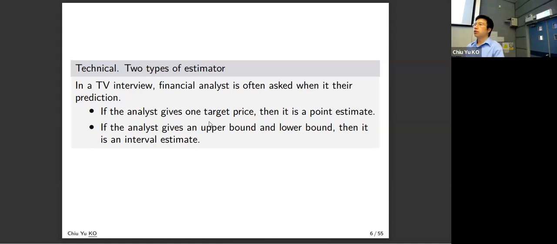So we'll talk about how to do estimation based on data. The two types of estimators are the point estimator and the interval estimator. A point estimator gives you one point. An interval estimator gives you one interval, okay? Do remember that these estimators are random variables before you do it. Once you do it, they're called an estimate. Before you do it, it's an estimator. Okay? I hope it's clear.